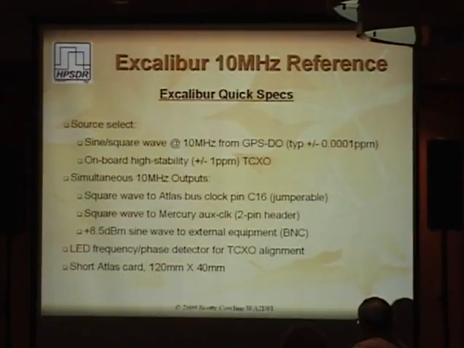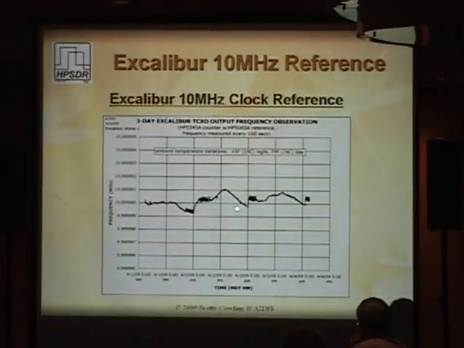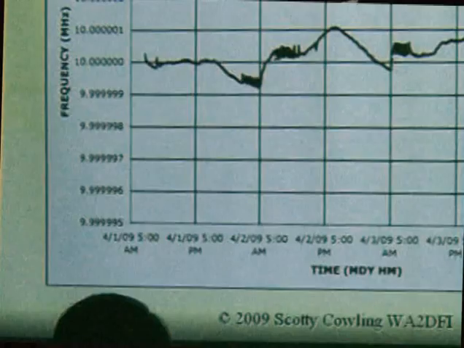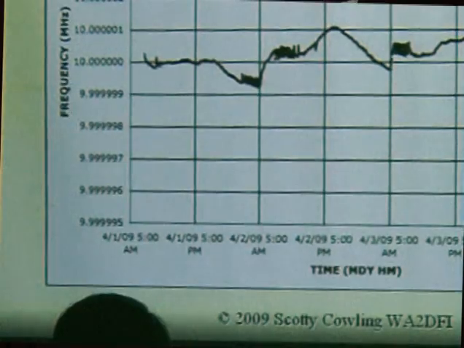Okay, so this is kind of an overview. 2 sources, and you get simultaneous outputs. You can drive the Atlas bus, so you can basically run your SDR on this oscillator. And you get this plus 8.5 dBm sine wave on that lower BNC out to your external equipment. And this is an example. It's hard to see this, but the horizontal lines are 1 hertz apart out of 10 megahertz. So this is about 1/10 of a part per million, 1 hertz out of 10 megahertz. And if you look at the horizontal scale, that's days.